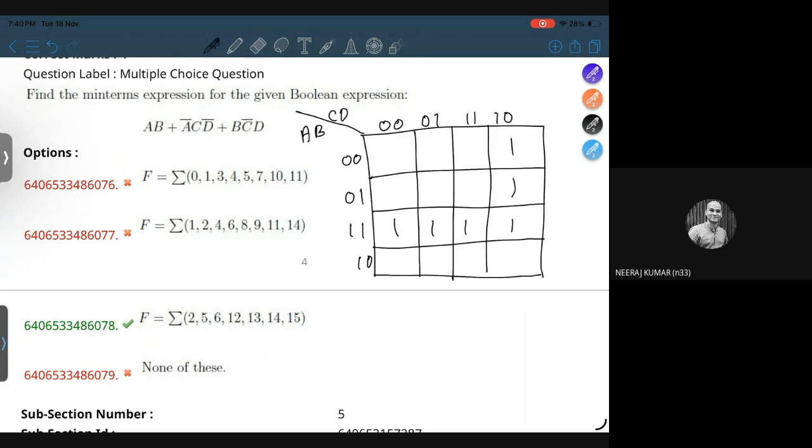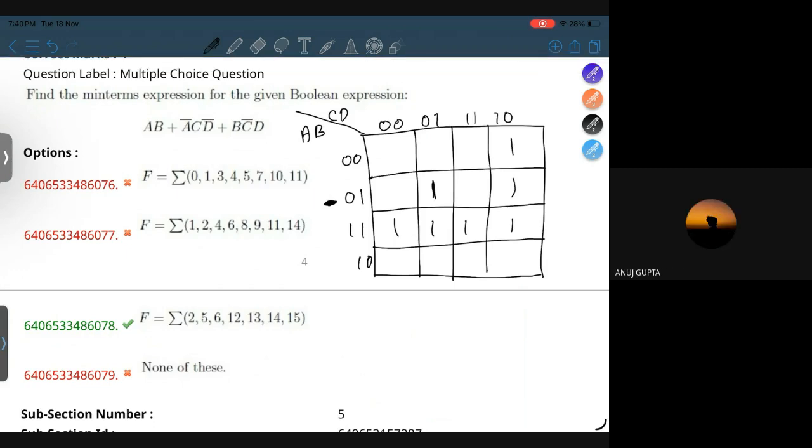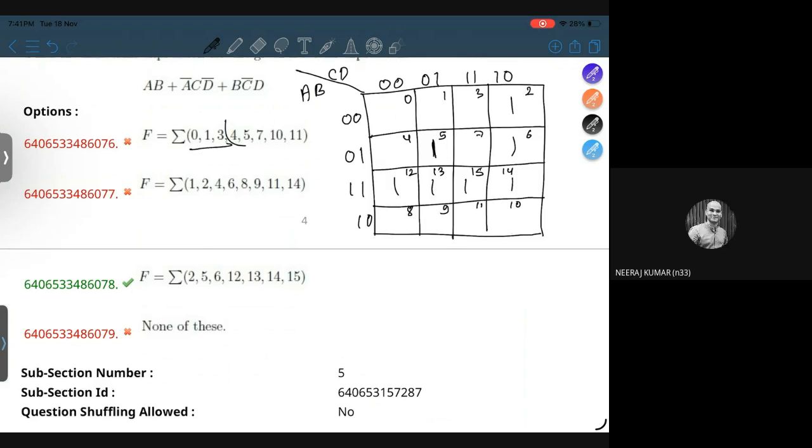Then B, C, not D. So B is this, the second and third row, and C, not D is the second column. Yes, okay. So now we can find the indexes: 0, 1, 2, 3, 4, 5, 6, 7, 8, 9, 10, 11, 12, 13, 14, 15. Okay, so 2, 5, 6. Again, 12, 13, 14, 15.